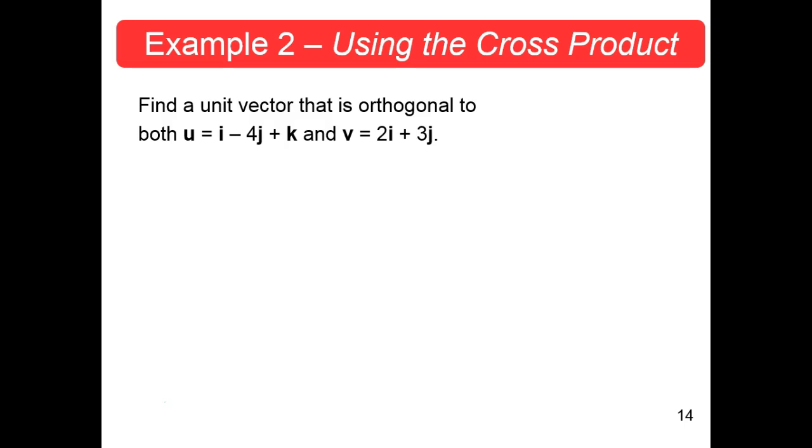So, here's example 2. Find a unit vector that is orthogonal to both U and V. Well, first you've got to get a vector that's orthogonal to both, and how do you do that? Let's call this vector W. Vector W, to be orthogonal to both of those, must be the cross product of U cross V. And they just say a unit vector, not the unit vector. It could be the one pointing one way or the one pointing in the opposite direction. It really doesn't matter, but let's just choose it this way.